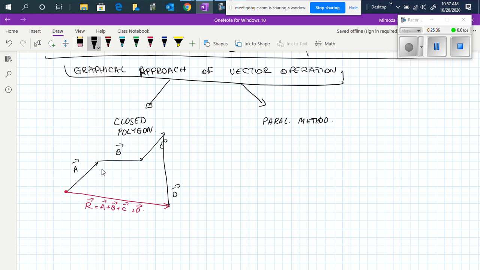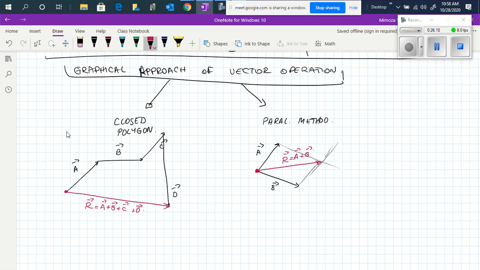And with the parallelogram method, everything starts at the same point. So vector A and vector B. So this is the starting point. And then you build the parallelogram, which is a 2D shape whose sides are two by two equal and parallel to each other. And even the resultant starts at the same point. And this will be A plus B.